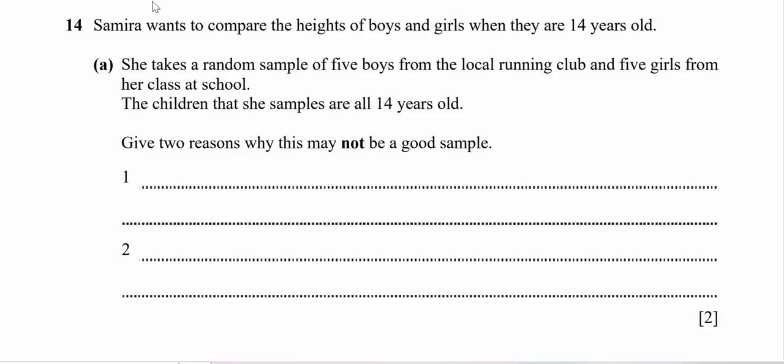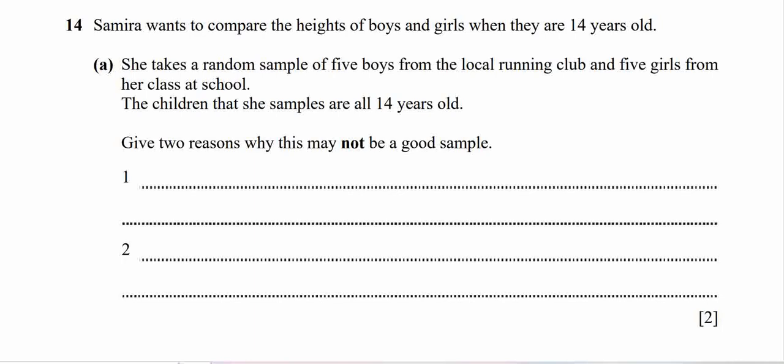Next. Question 14. Sandra wants to compare the height of boys and girls when they are 14 years old. She takes a random sample of 5 boys from the local running club and 5 girls from her class at school. The children that she samples are all 14 years old. Give 2 reasons why this may not be a good sample. 10, 9, 8, 7, 6, 5, 4, 3, 2, 1.